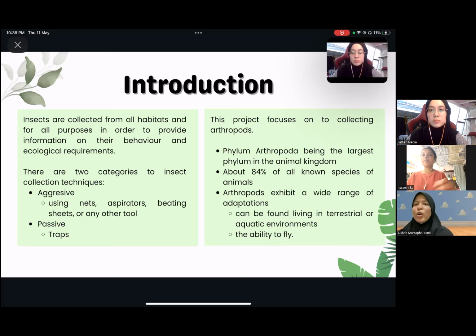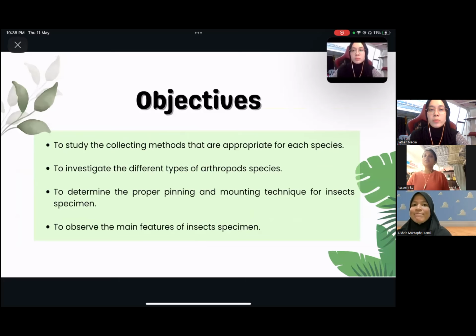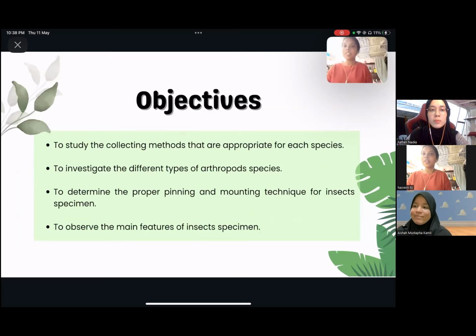Now, moving on to objectives. The objectives are to identify the collecting method that is appropriate for each species, to investigate the different types of arthropod species, to determine the proper pinning and marking technique for insect specimens, and to observe the main features of insect specimens.